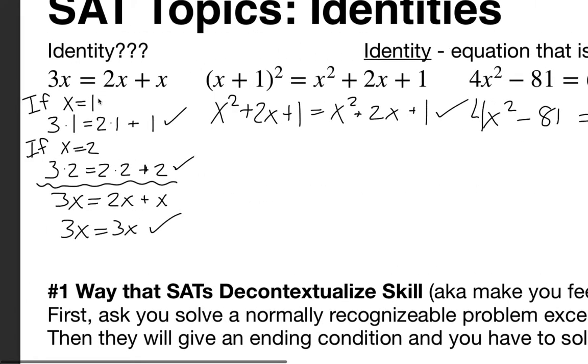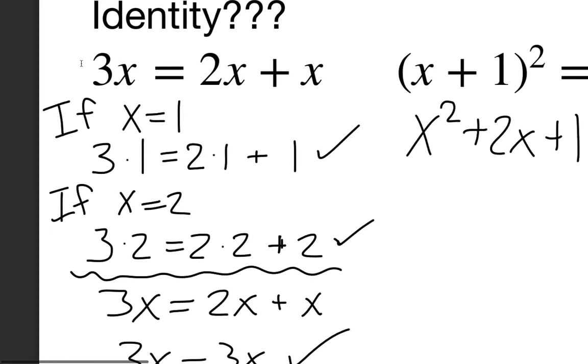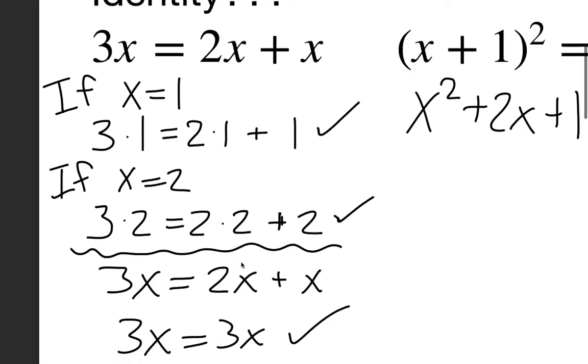So let me give you a simple example. This is an identity: 3x is equal to 2x plus x, because what you can do is substitute any value you want in for x, and it makes it a true statement. X equals 1, yes, we can see it's true. X equals 2, also a true statement. In fact, any value of x that you want is going to leave this as a true statement.